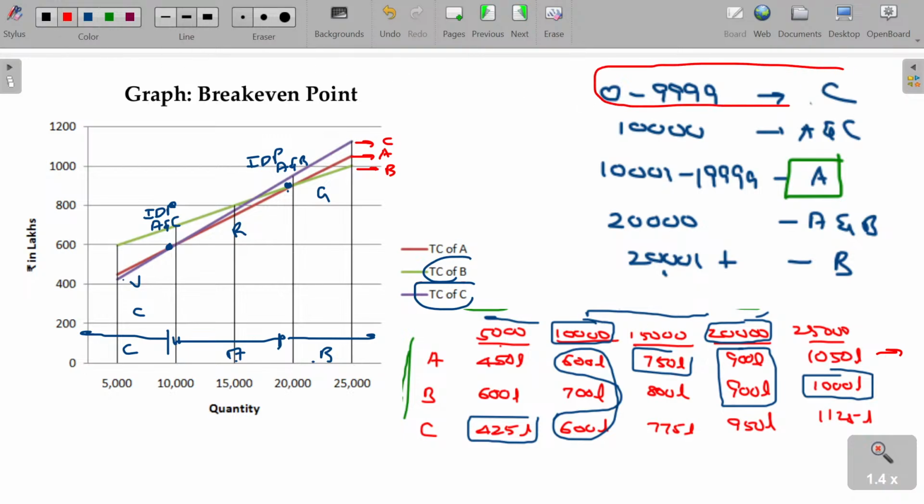C up to this point, this one, exactly 10,000. A and C is merging. Thereafter, from here to here, A is better. Exactly 10,000, A and B will be equal. This point. Thereafter, green. Green is B. B is better. Right? So we got the answer.